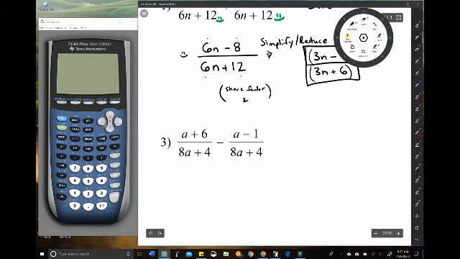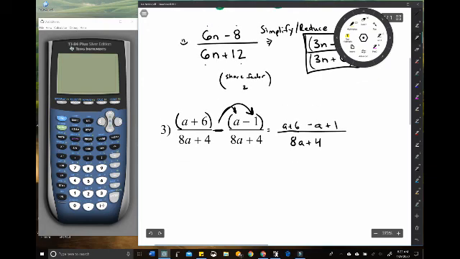Subtraction is just a little trickier. Here it's important to recognize these are in parentheses as quantities. Common denominators, so that's nice for us. We'll just represent it as 8a plus 4. What I would recommend doing is, with our first bunch, the a plus 6, distribute the negative. That's the only trick with subtraction. So it's going to be minus a plus 1, and you can actually get rid of those parentheses from there.